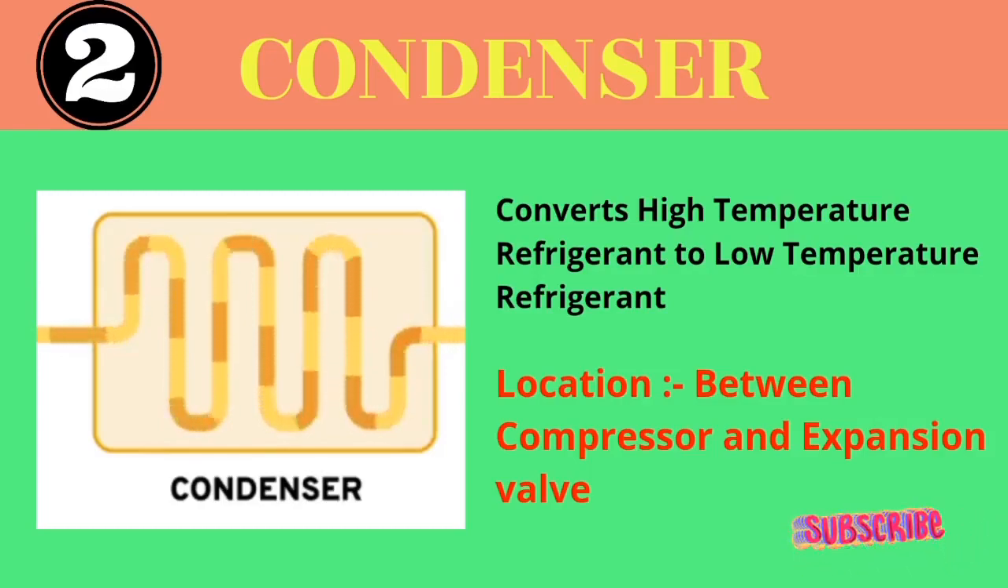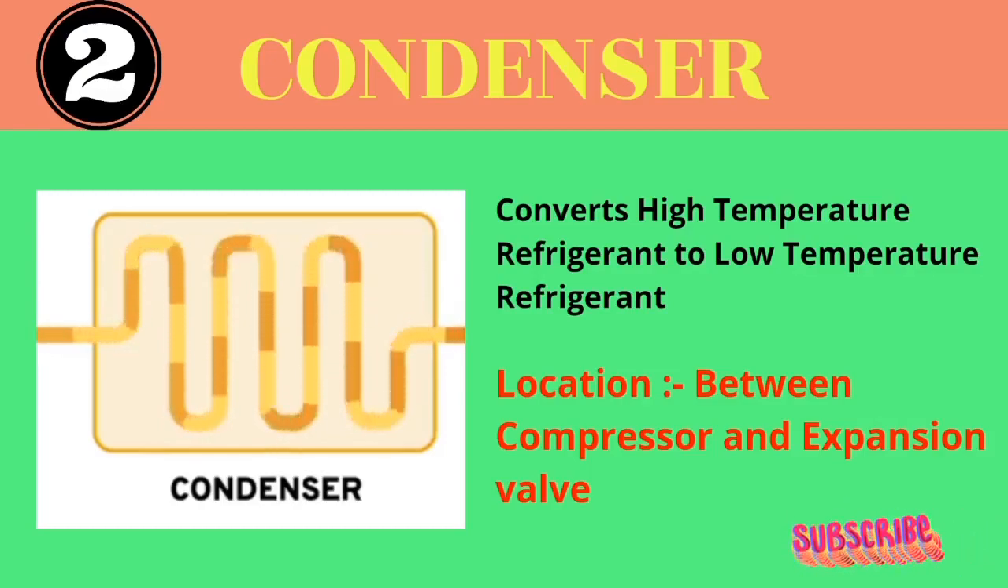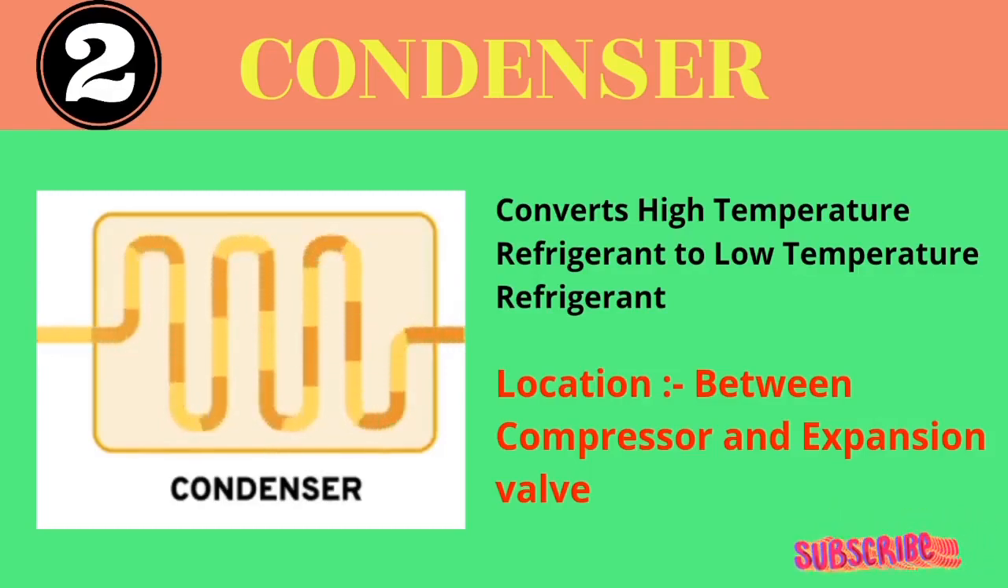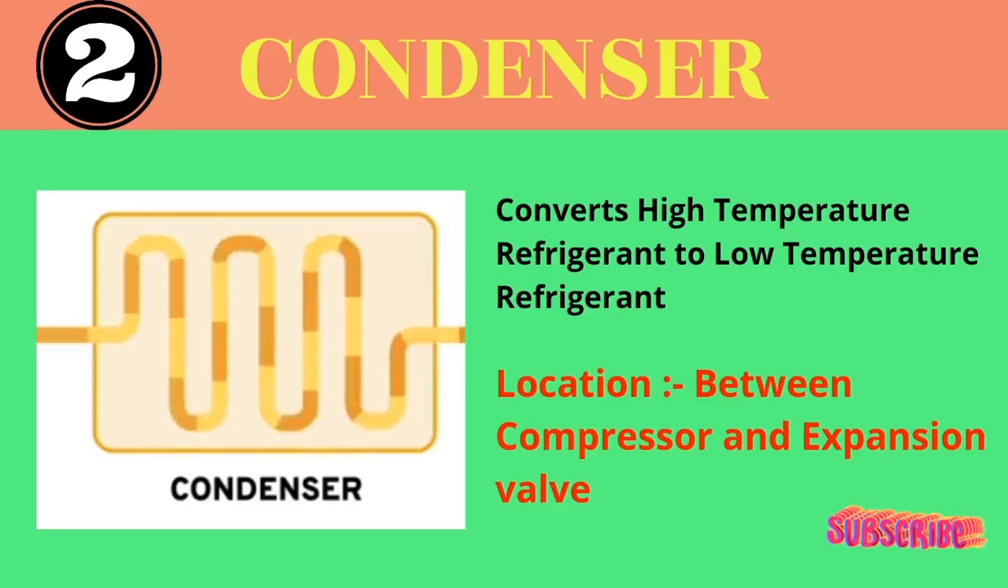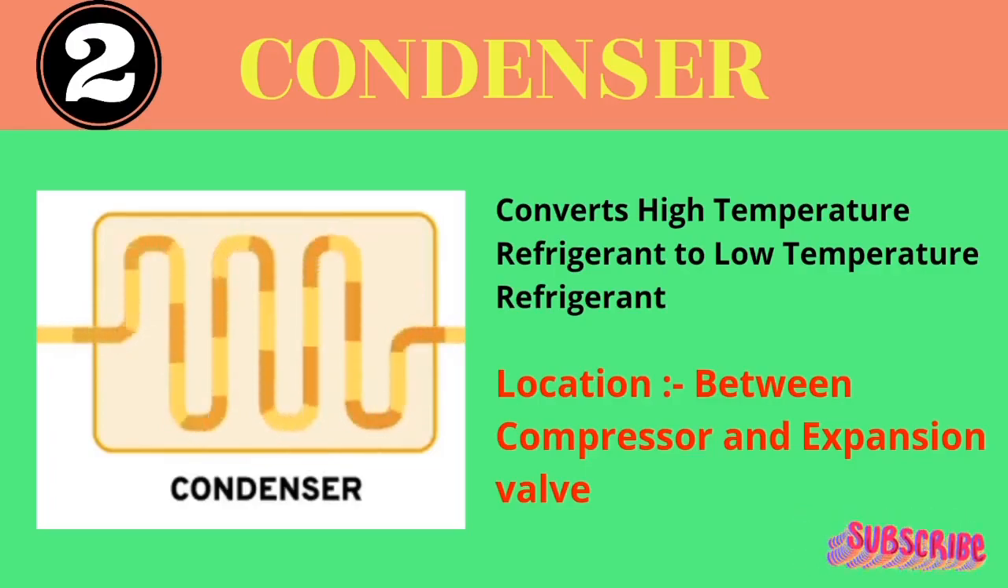Second part is the condenser. Its function is to convert the high temperature and high pressure refrigerant coming from the compressor into high pressure and low temperature. It is located between the compressor and the expansion valve.